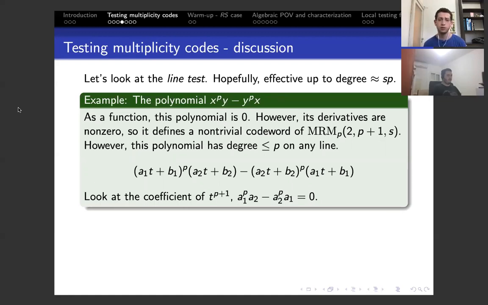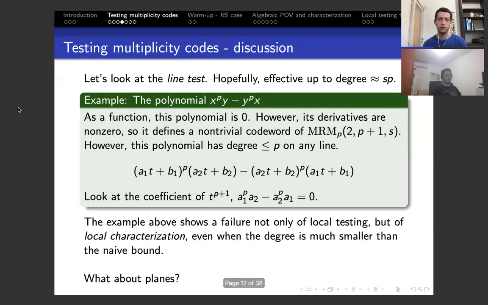This can be seen if we look at the coefficient of t to the p plus 1 as a polynomial in the coefficients of the line. This coefficient is a value that's always equal to 0. So this shows us a failure not only of local testing, but of what's known as local characterization. That is, not only is the proportion of lines that attest to the fact that this has degree p plus 1 small, in fact, all the lines are fooled by this polynomial.